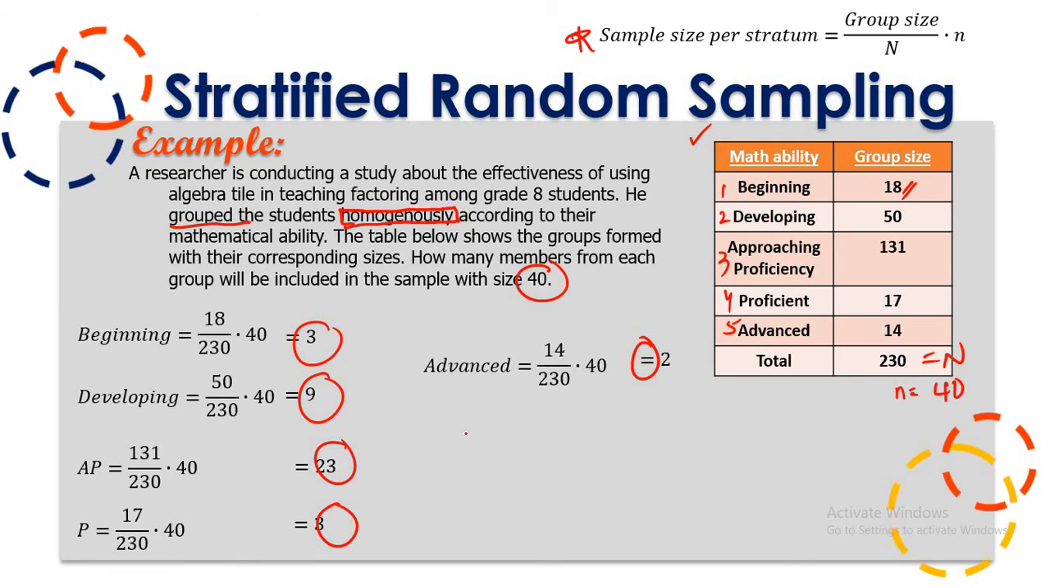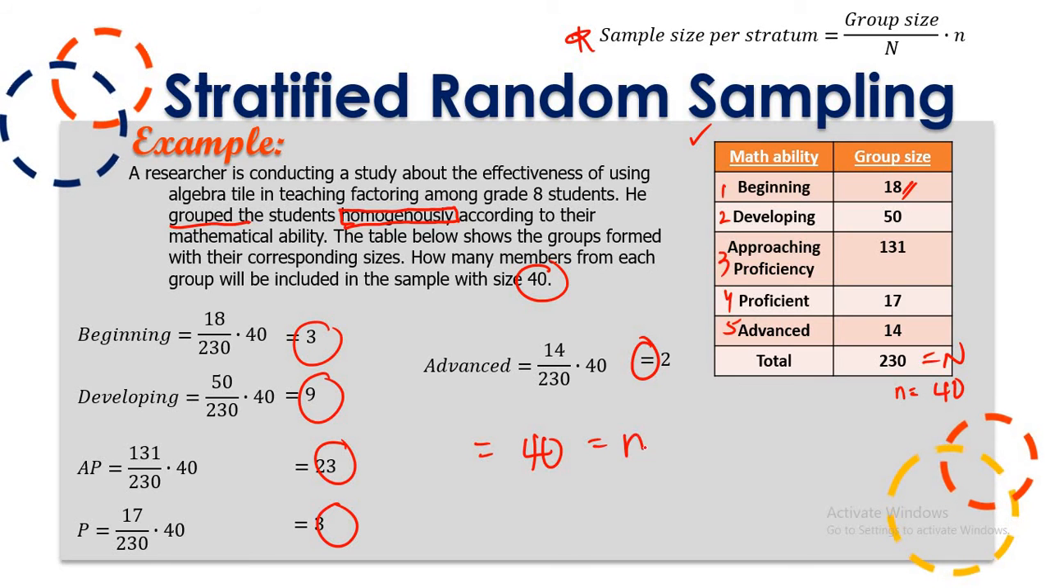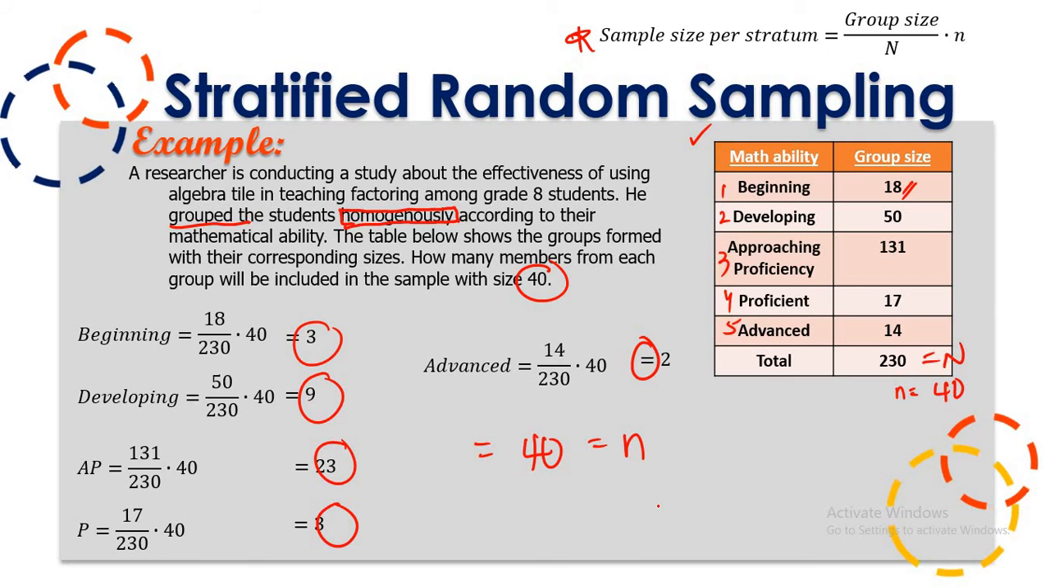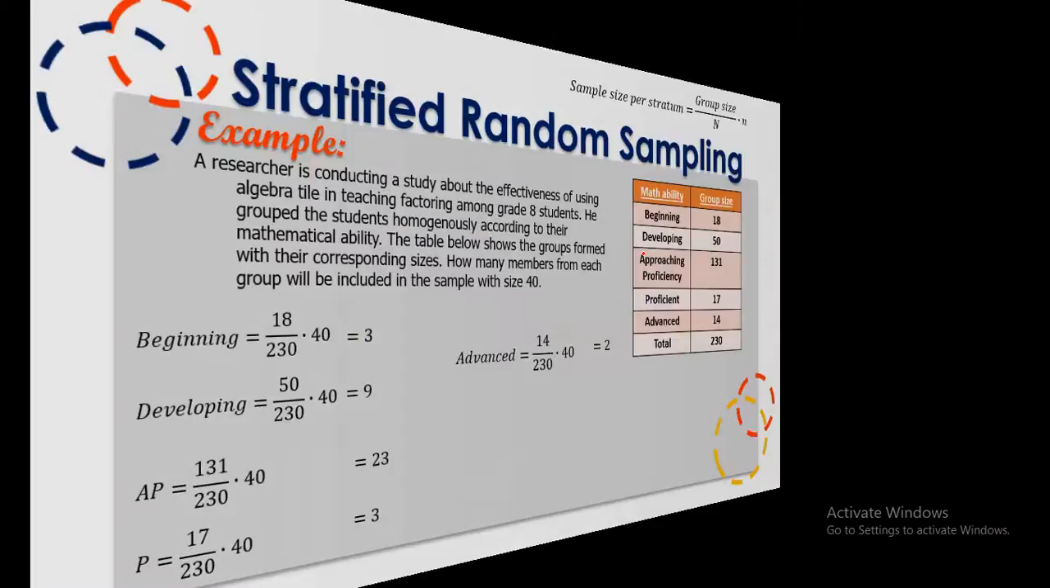So if you try to calculate it, it should be equal to 40, which is our sample size. Now again, if it will not be exactly equal to 40, then it's up to you to manipulate the rounding off, because these are already rounded off to the nearest whole number. So as long as you get 40. Anyway, the sample size is just the minimum that you can get from the population. You can go beyond the sample size. And that is stratified random sampling.